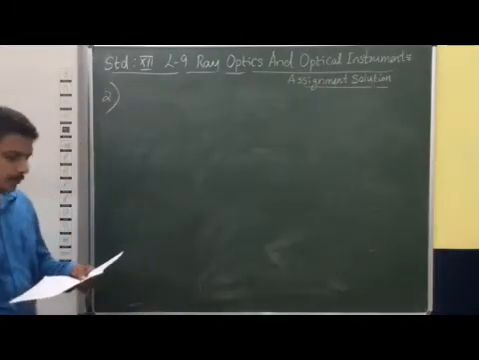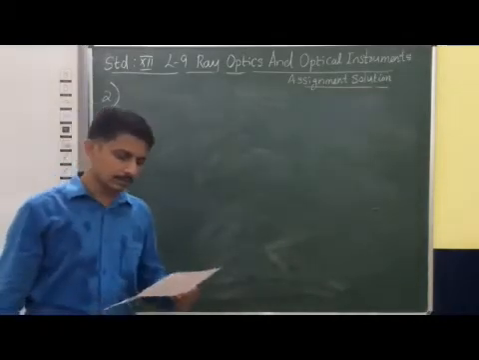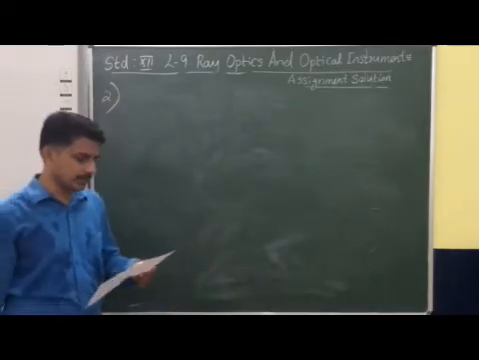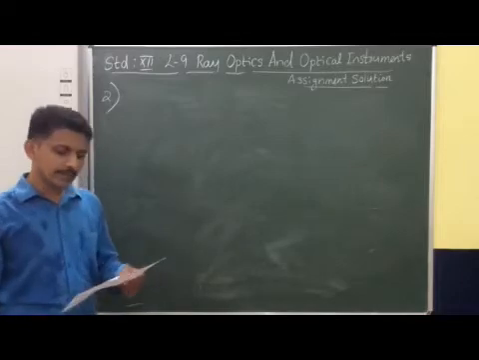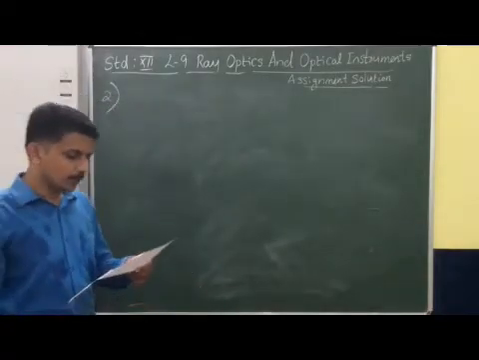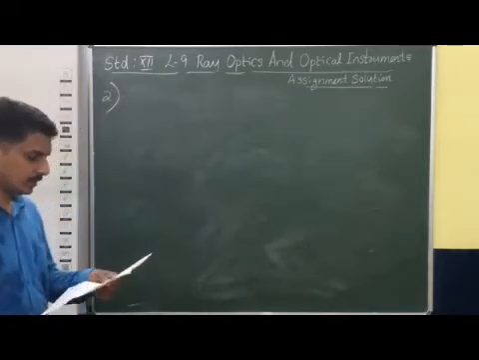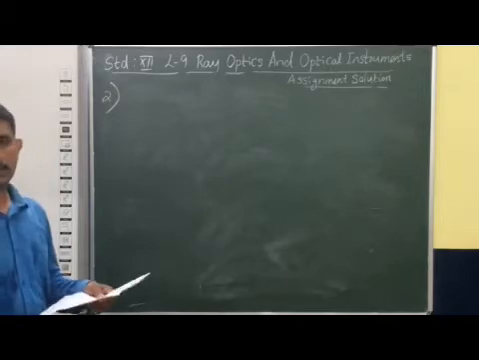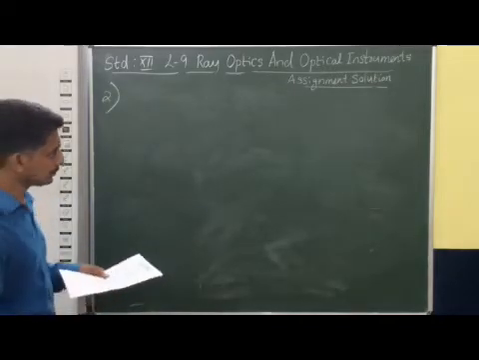Next question: light from a point source in air falls on a spherical glass surface. The refractive index is given as 1.5 and the radius of curvature is 20 centimeter. The distance of the light source from the glass surface is 100 centimeter. At what position will the image form? So we have to find the image formation in the case of spherical surfaces.